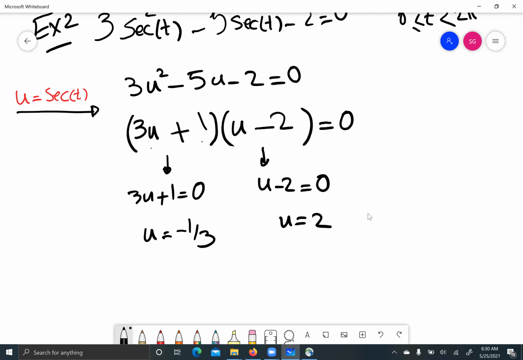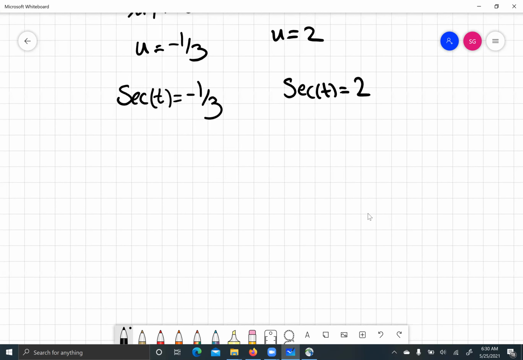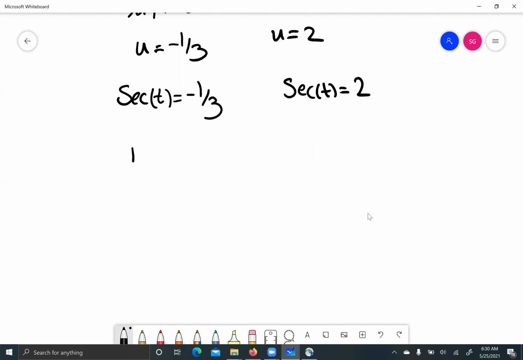Okay, now we solved this in terms of algebra. Now let's involve the trig part. U is secant. So we are saying that either secant is negative 1/3 or secant is 2. So now we can solve it for t. So what is secant? Secant is 1 over cosine.